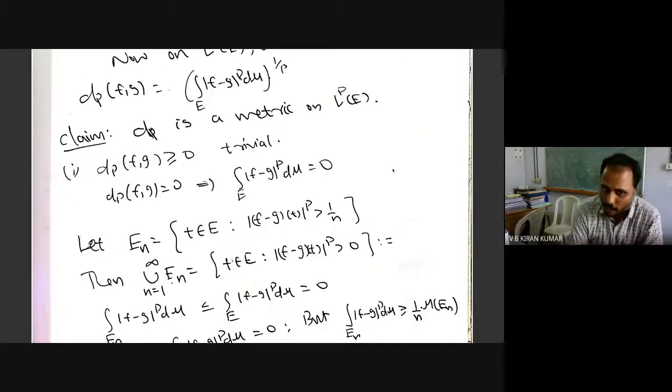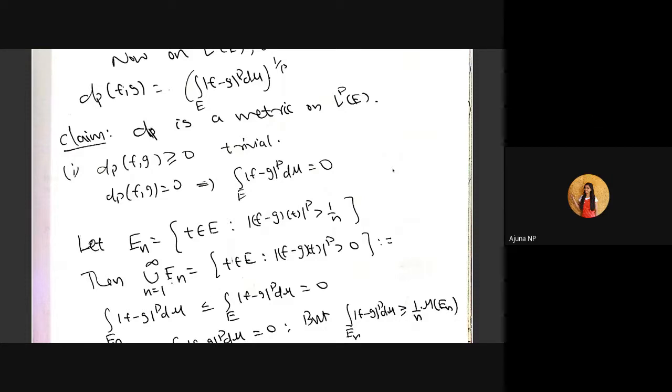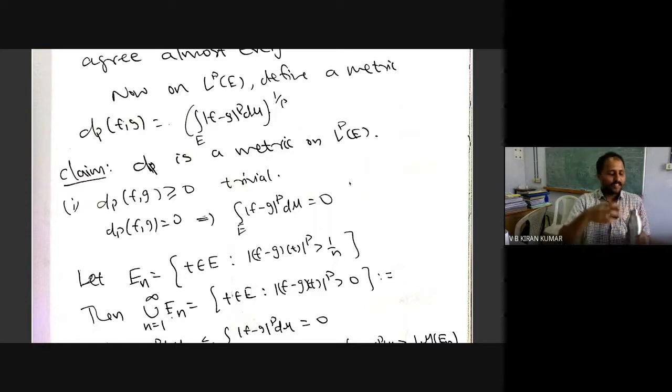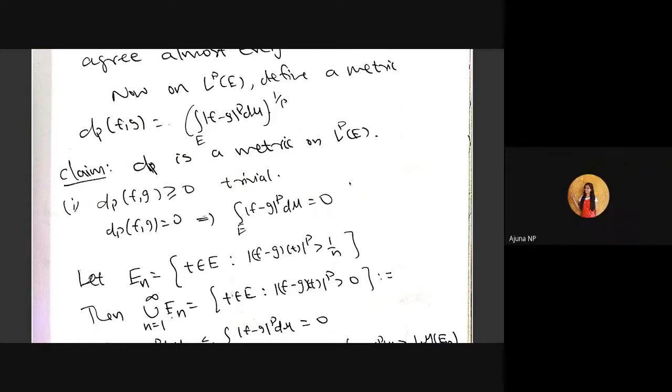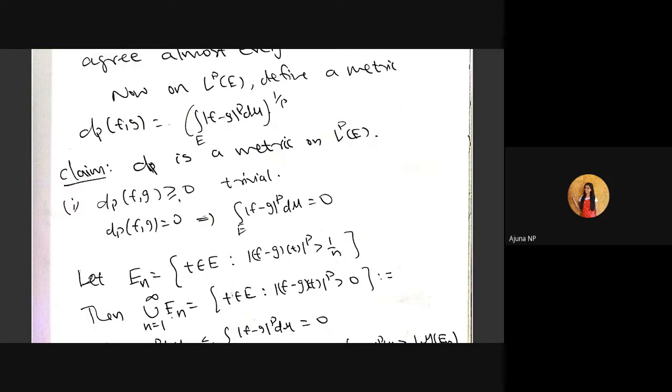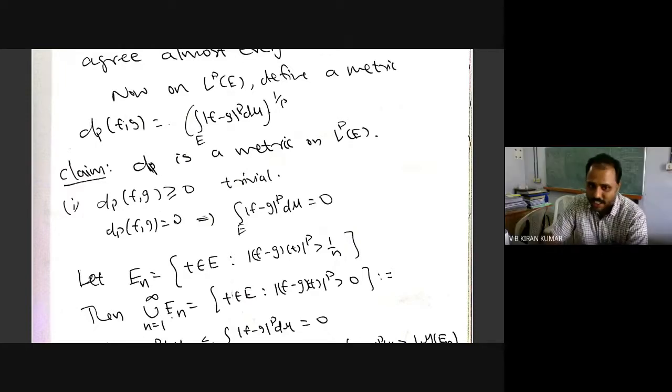So what are the things to be proved to prove that it's a metric? d(x,y) is greater than or equal to 0. That's trivial. Equal to 0 if and only if x equals y. Yes, it is greater than or equal to 0, trivial. Because see, we are integrating non-negative things, right? So definitely it will be greater than or equal to 0. Now suppose it is 0.